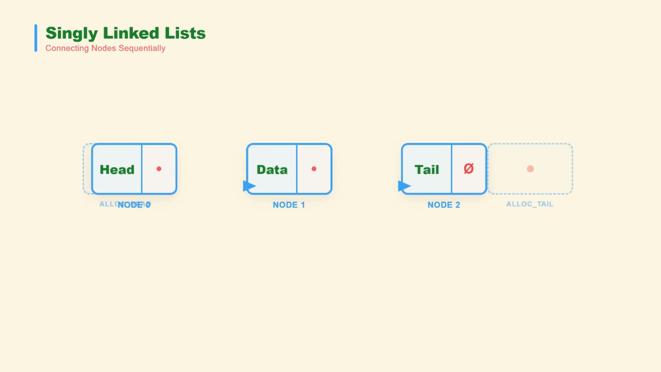This chain relies on specific markers to function safely and predictably. The very beginning of our list is tracked by a special reference known as the head. The head does not store data itself, it simply points to the first actual node in our sequence. From there, we follow the trail from one node to the next. Because each node only knows about the item ahead of it, we can only move forward in one strict direction.